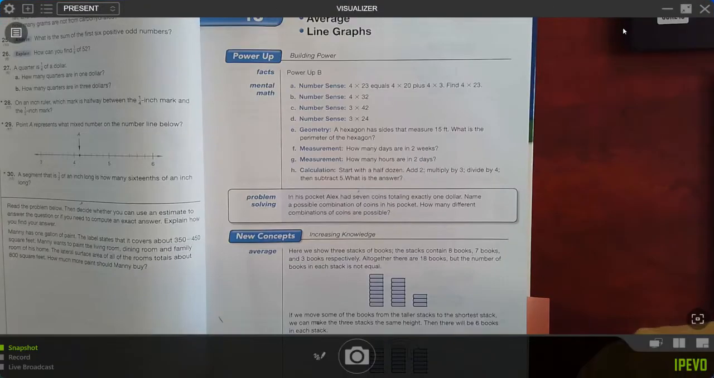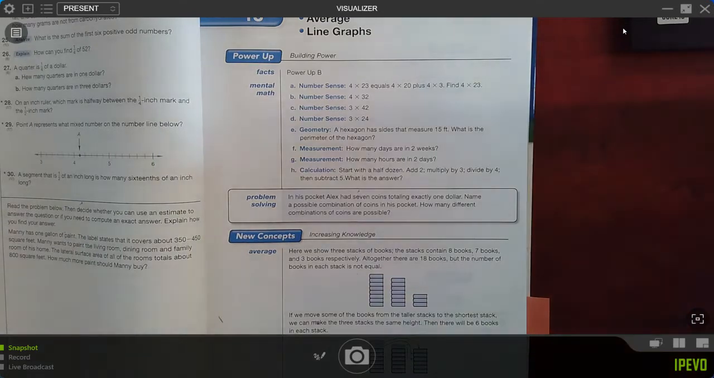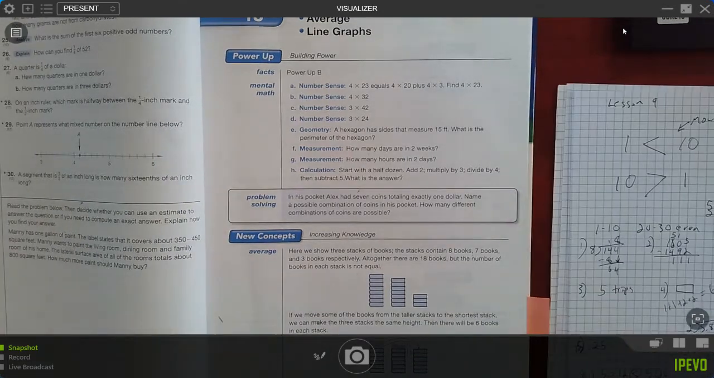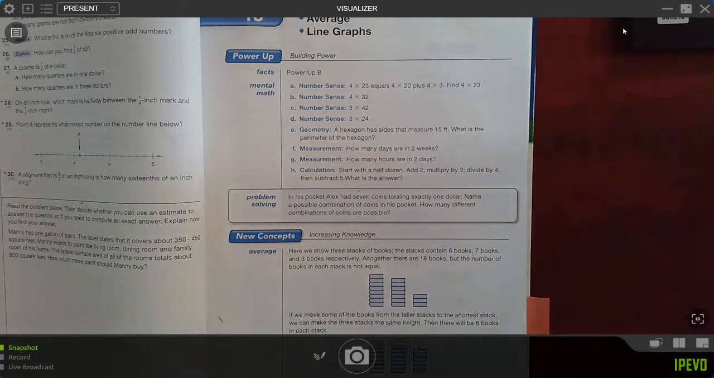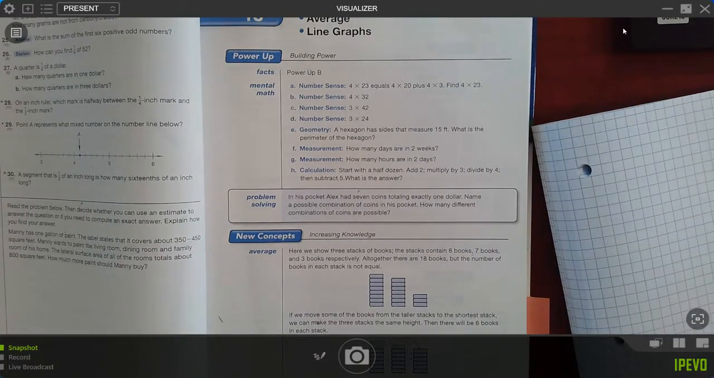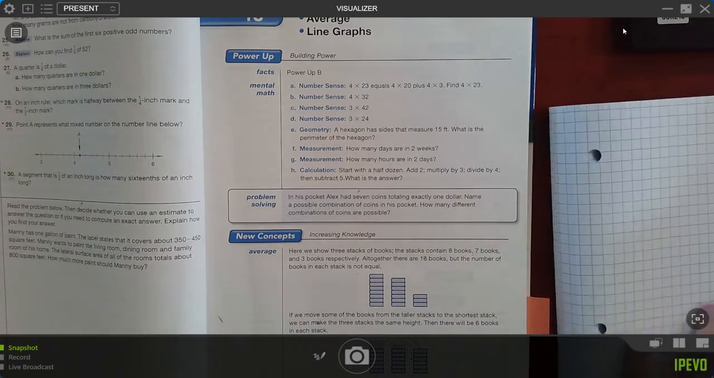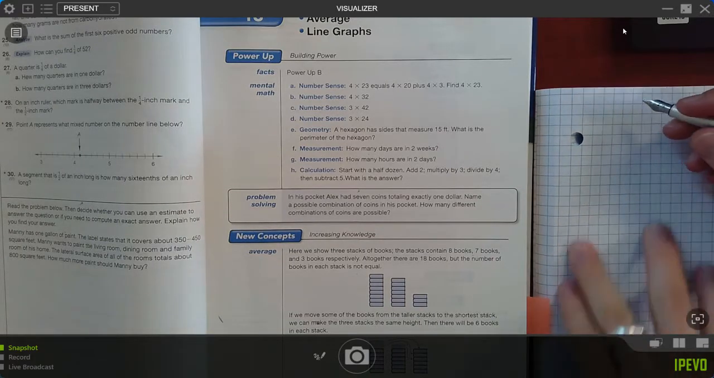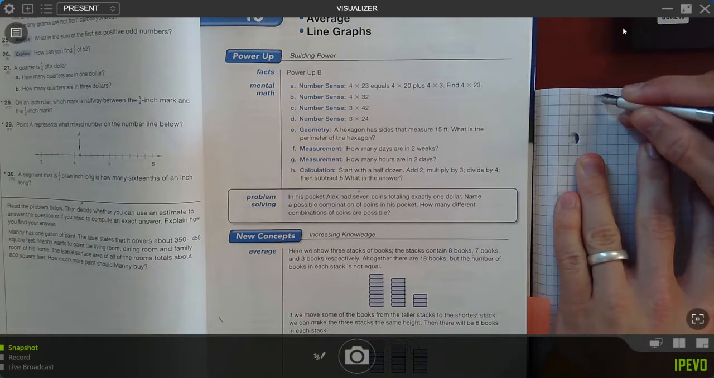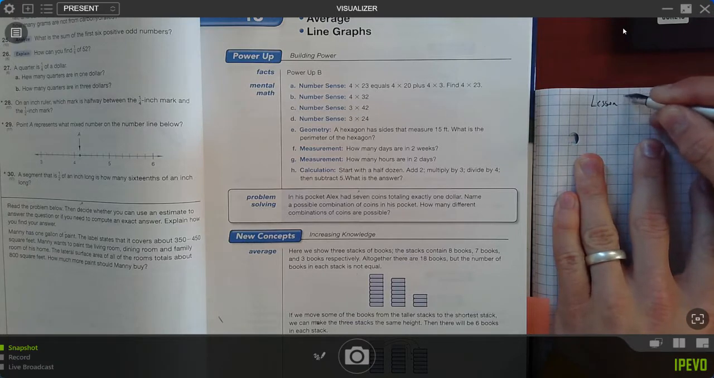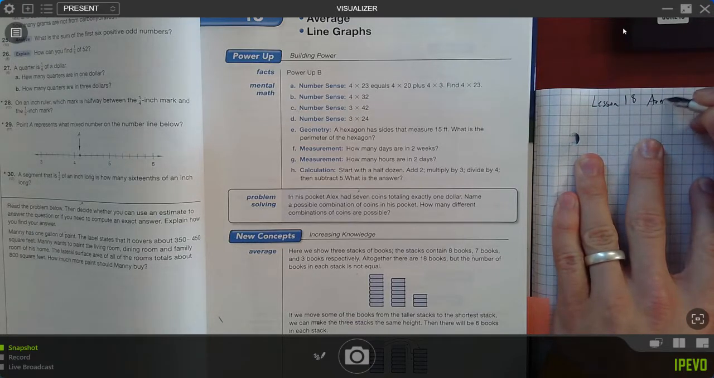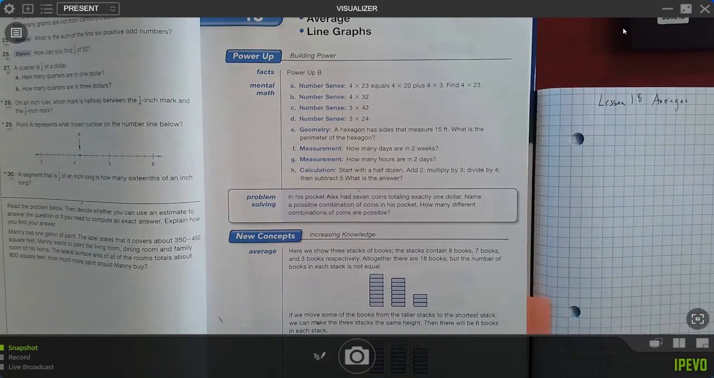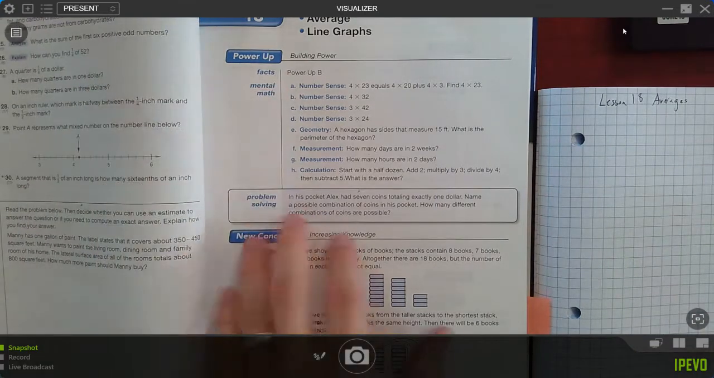So let's go ahead and start looking at lesson 18 for your math. Okay, so this is course 1, lesson 18, average line graph. So averages are important, and we're going to be going over this in class for one of our projects this month. Okay, lesson 18, averages. Okay, so you're going to do your mental math, you're going to do your problem solving.